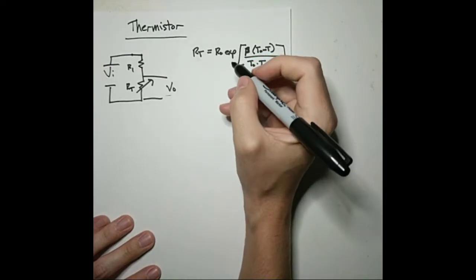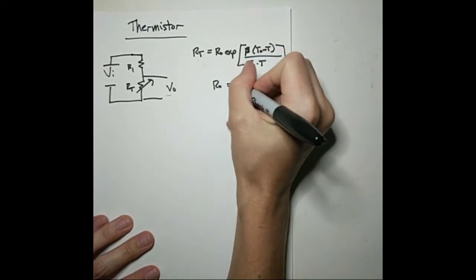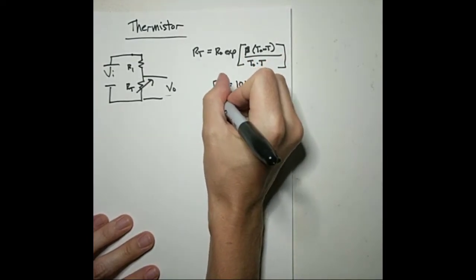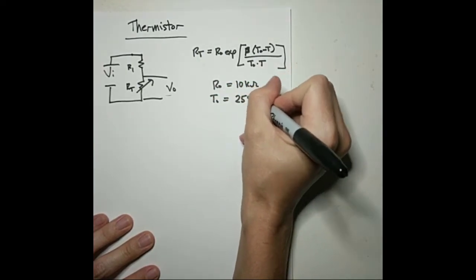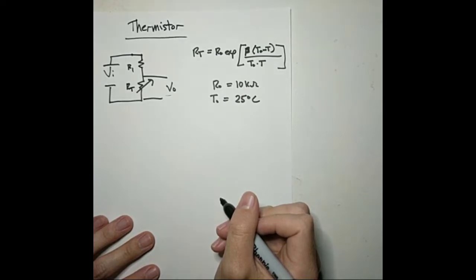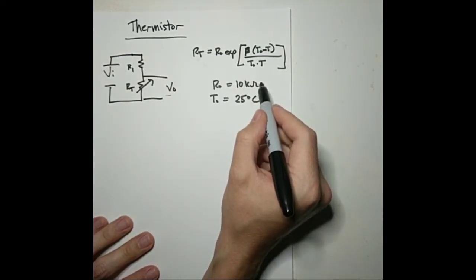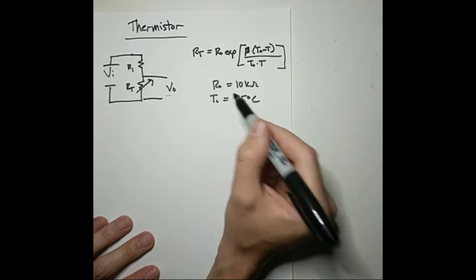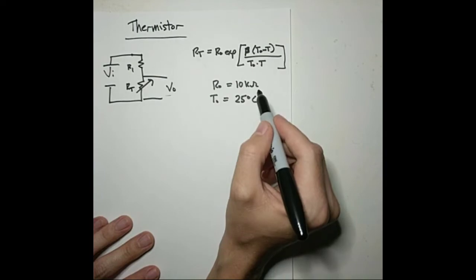So for the resistor that we are looking at, R naught is 10 kiloohms. T naught is 25 degrees C. So that is the resistance that the thermistor has when it is at 25 degrees C. So this is a reference resistance and a reference temperature. So when the thermistor is 25 degrees C, that is the resistance of it.